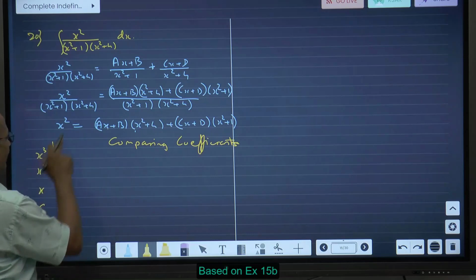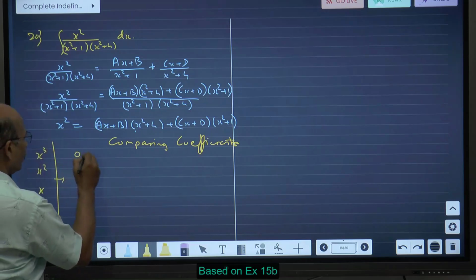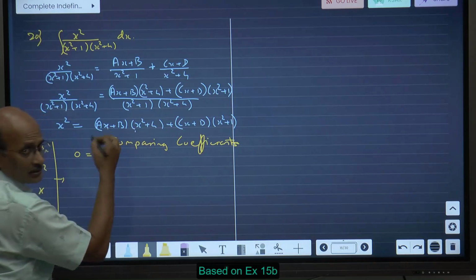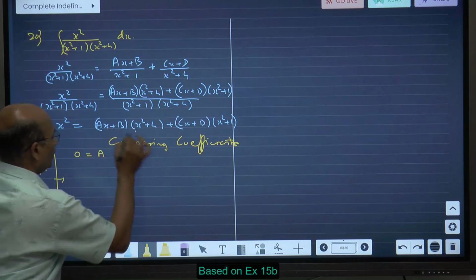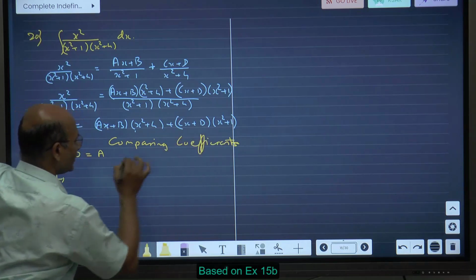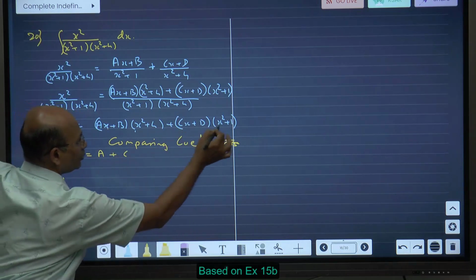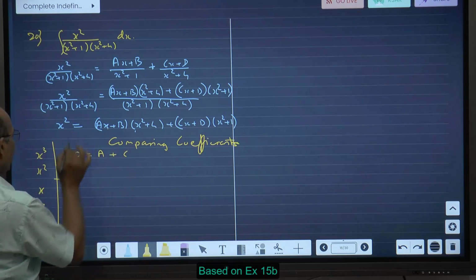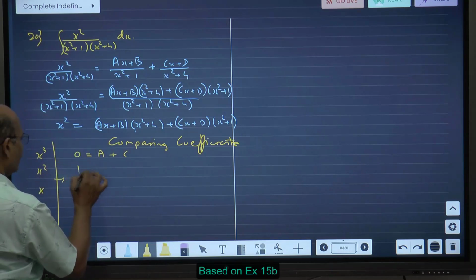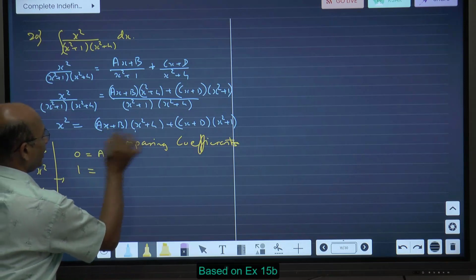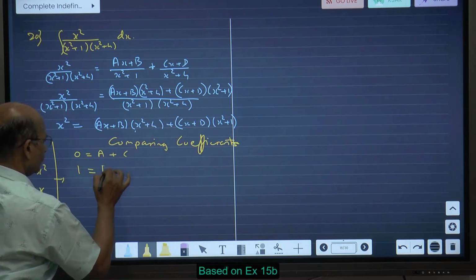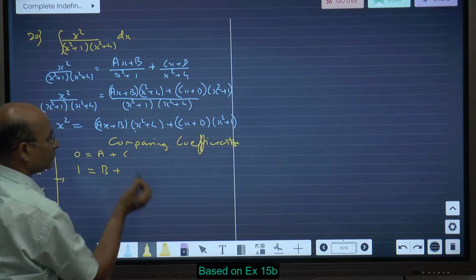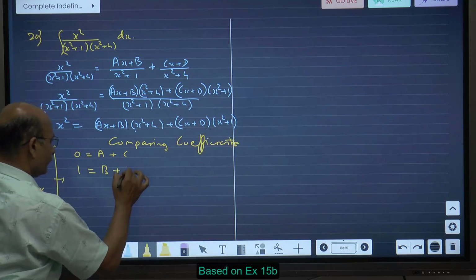Let us see. x cube: what is x cube here? 0. What is x cube if I open up? ax into x square is ax cube, so a. There is no other x cube, then cx plus c, because cx into x square is cx cube. Then compare x square. x square is 1. What is x square here? ax, not possible. b plus, not possible, d, because d into x square is d.